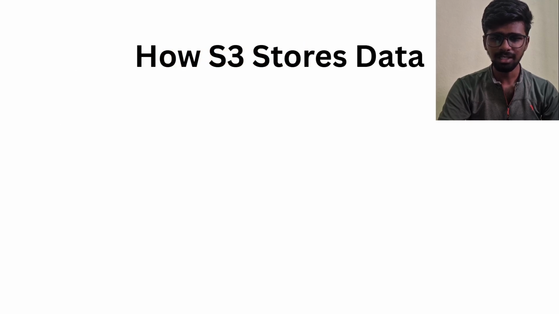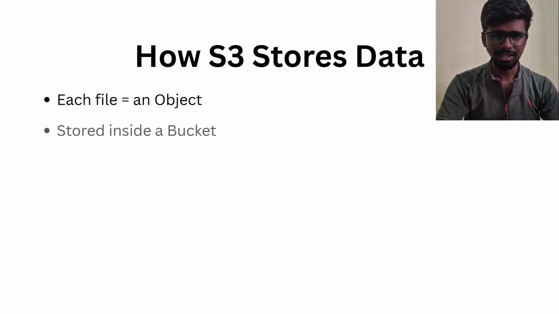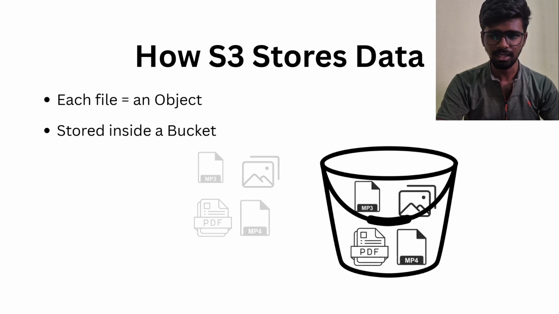Now, let me break down exactly how you organize your data using Amazon S3. This will make everything else click. First, each file you upload becomes what S3 calls an object. Whether it's a photo, document, or video, it's all treated as an object. These objects are stored inside a bucket. Think of a bucket as your main container or folder in the cloud.